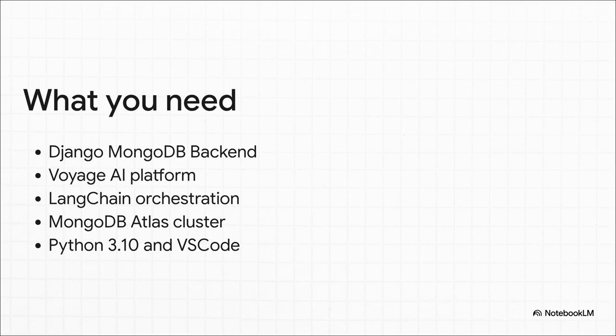Next, we have Voyage AI, which is the platform that's going to handle our semantic models and create our embeddings. Then there's LangChain, our orchestration framework that completely simplifies data ingestion and coordinates the whole shebang. We'll be hosting our data on a MongoDB Atlas cluster. And by the way, the free tier works perfectly for this. And finally, you'll just need Python 3.10 or later and your favorite IDE. We're assuming VS Code for this particular recipe.